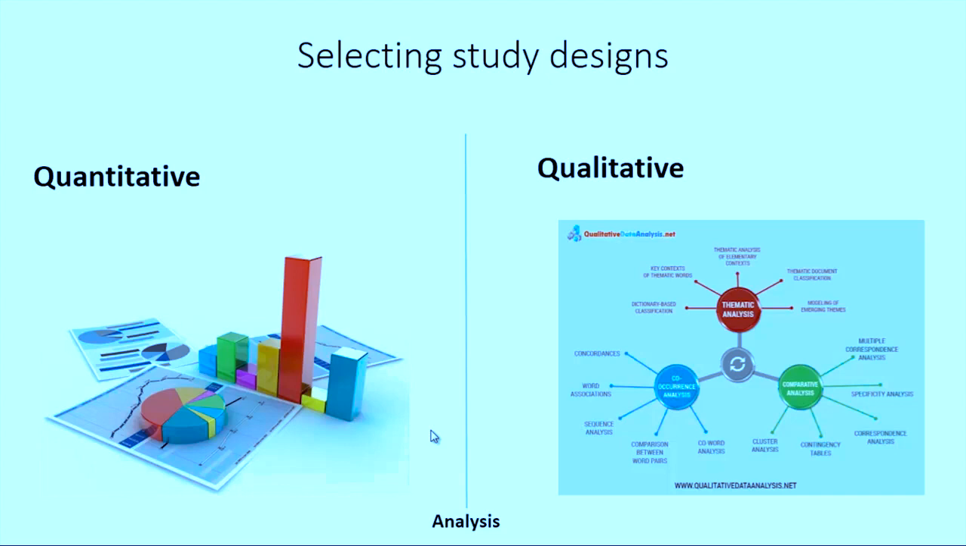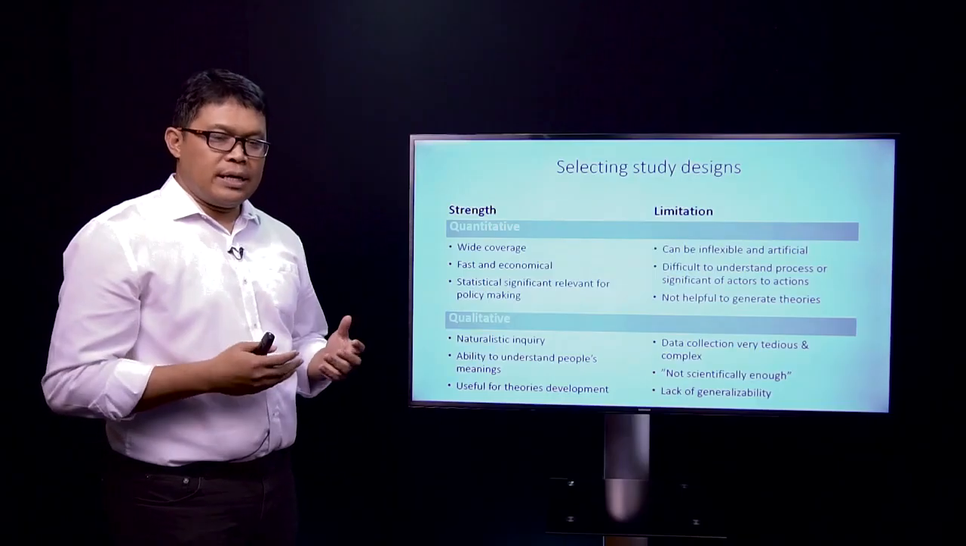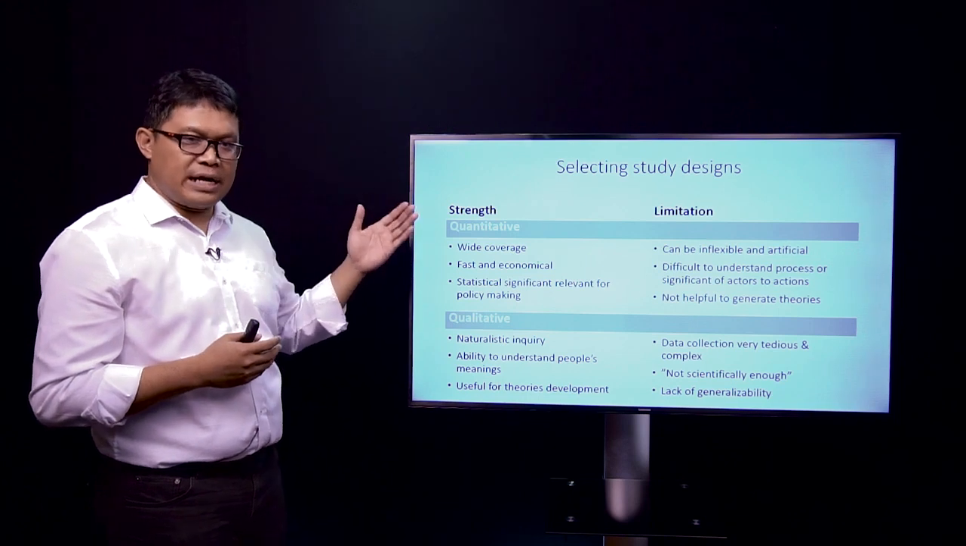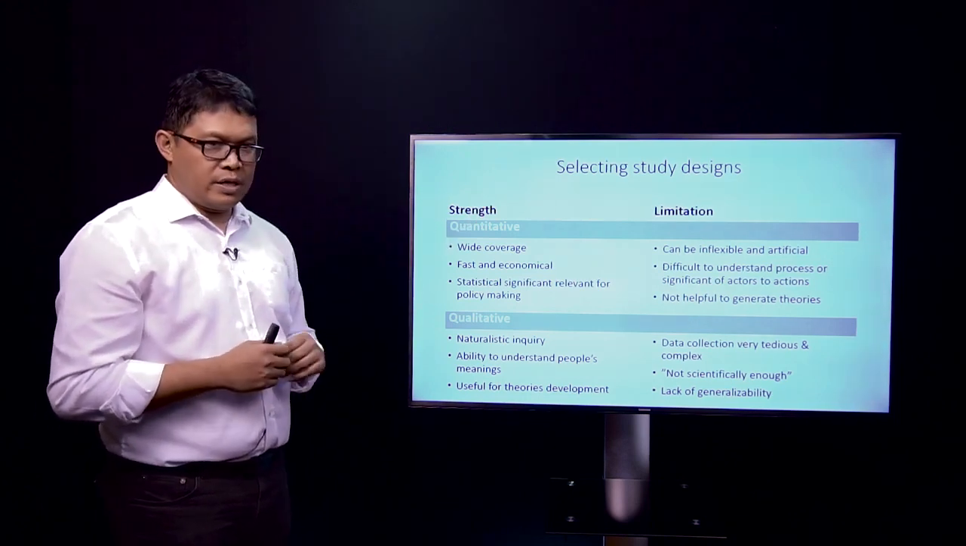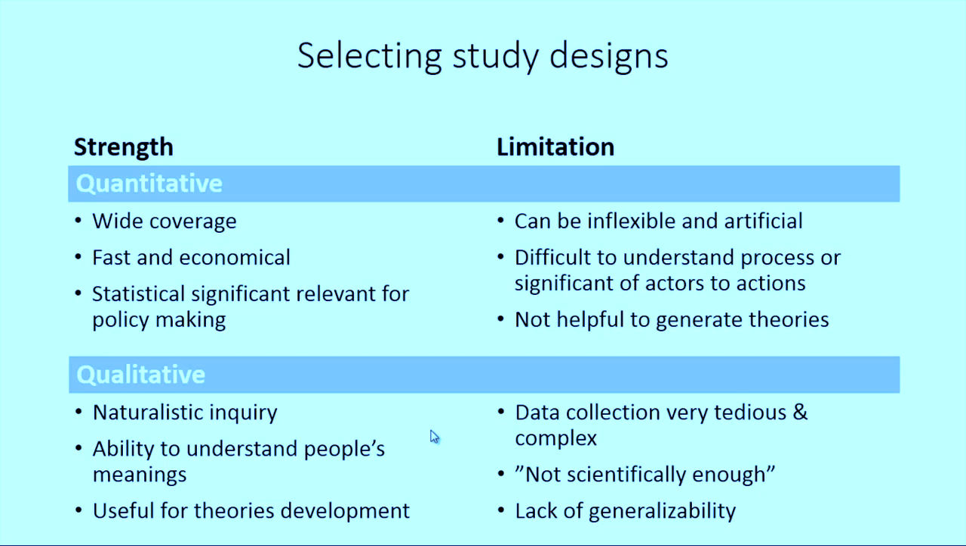In analysis, we use statistical analysis in quantitative study, while in qualitative study, we use thematic and narration for analyzing the reality. Additionally, we also need to consider the strength and limitation of both methods. For example, the strength of quantitative study is that we can have a wide coverage of study, we can do it fast and economically, and that the statistical significance is relevant for policymaking.